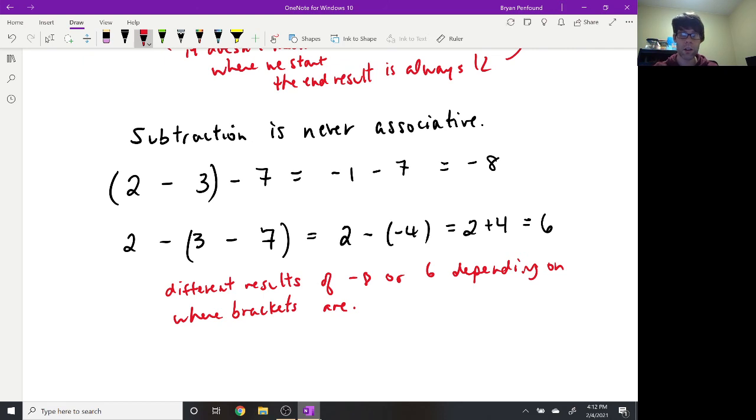Okay, so that says different results of negative 8 or positive 6, depending on where your brackets are, right? Depending on where we start with this particular statement, simplifying the statement. So those are kind of your three big definitions, three big properties we will talk about quite a bit with all of our number sets.